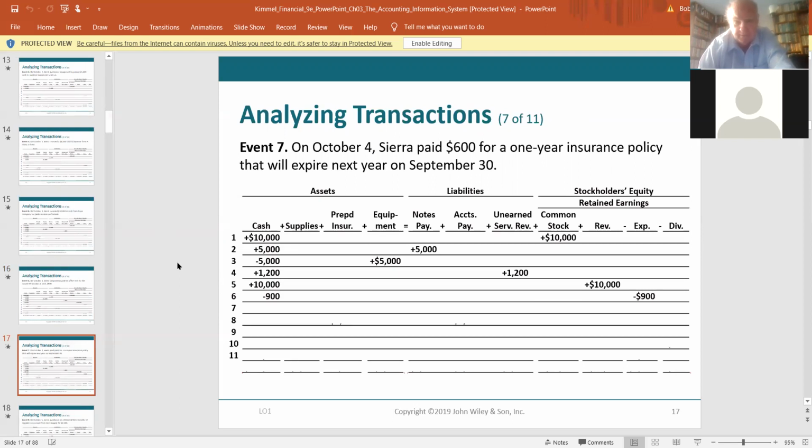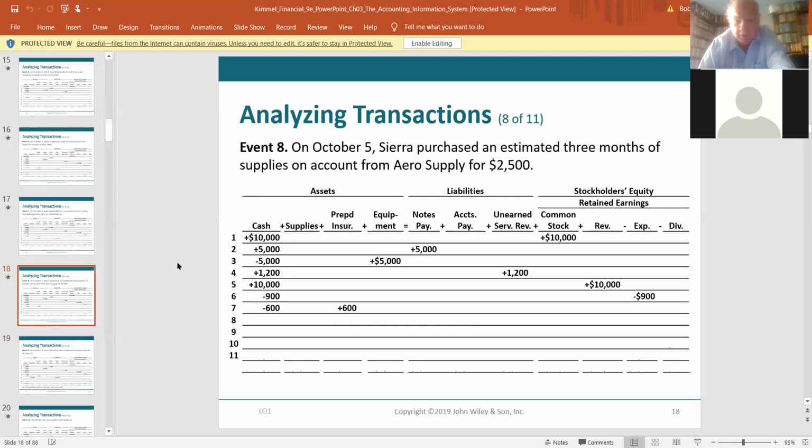Okay. Sierra paid $600 for an insurance policy that expires next September. So they're paying in advance for this insurance policy. This insurance policy is not an expense at this point. It is an asset to be used in the future. So looks like cash is going to go down by 600 and prepaid insurance will go up. Prepaid insurance goes up.